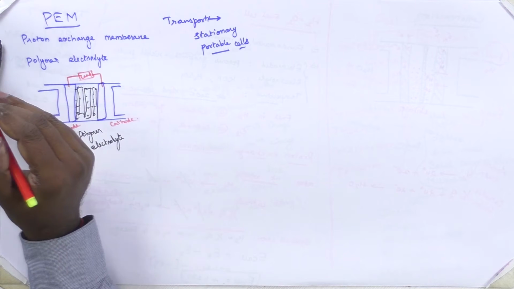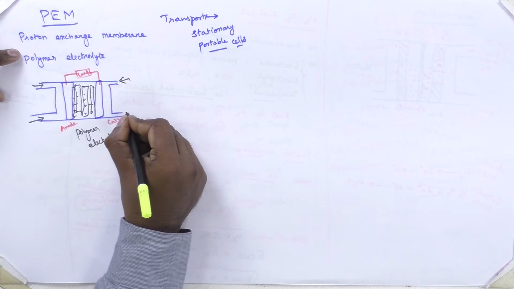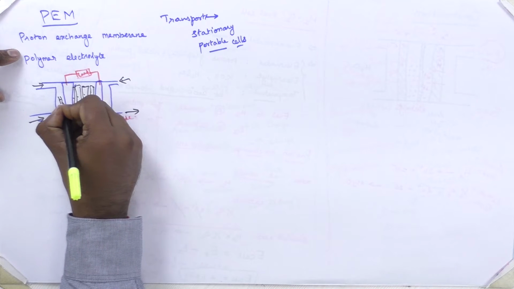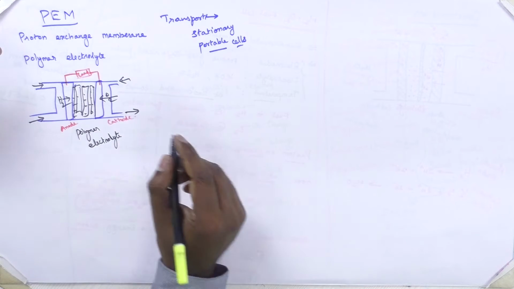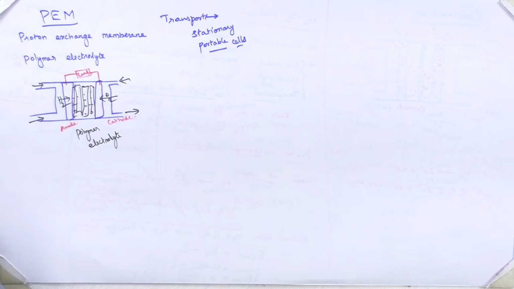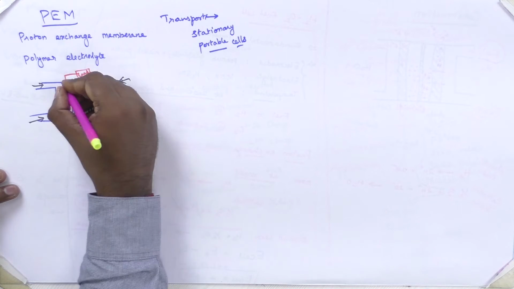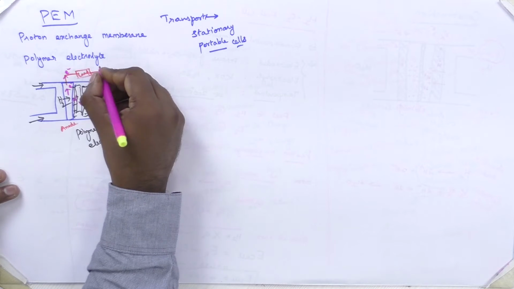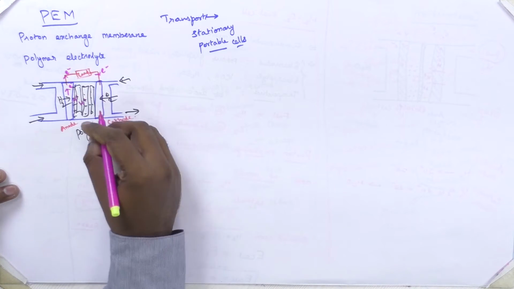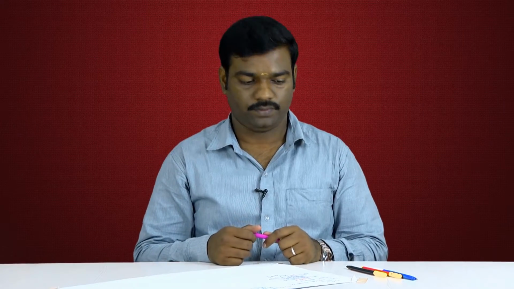So we may know the input and output. Here hydrogen is coming inside and here oxygen is coming inside. Here the H plus ions and electrons are created. So this is the simple construction of polymer electrolyte membrane fuel cells.